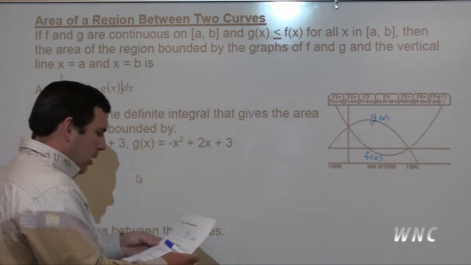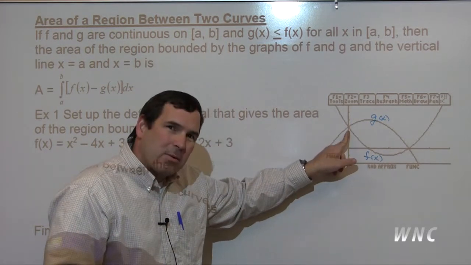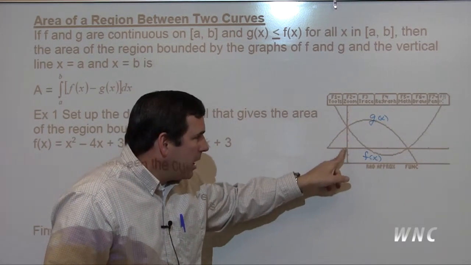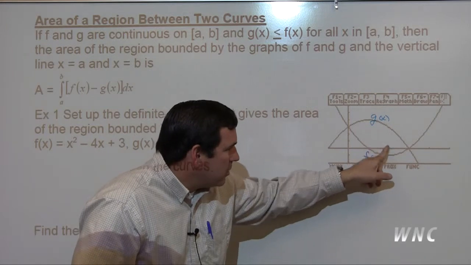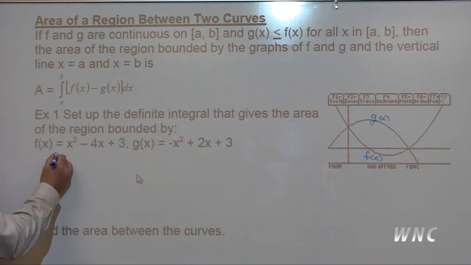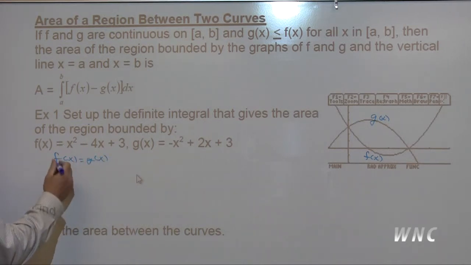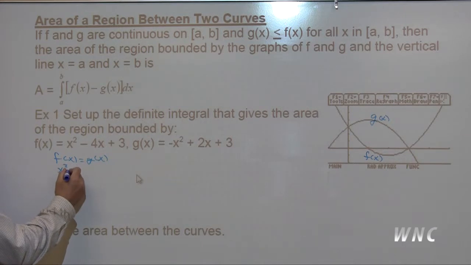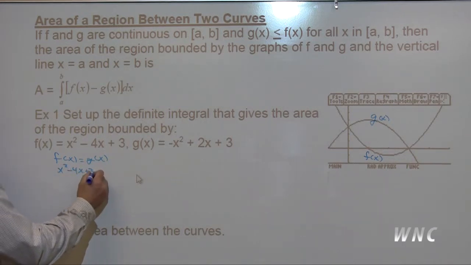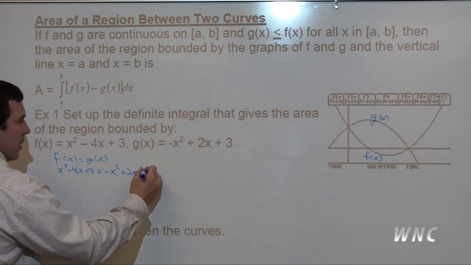So we need to find out where these two are going to be equal. What is this point? What is this point? We can probably guess where this is. Looks like it's 0, x being 0. This looks like 1, 2, probably 3. We're going to verify that though. So where is f of x equal to g of x? Well, f of x is defined by x squared minus 4x plus 3, and g of x is negative x squared plus 2x plus 3.